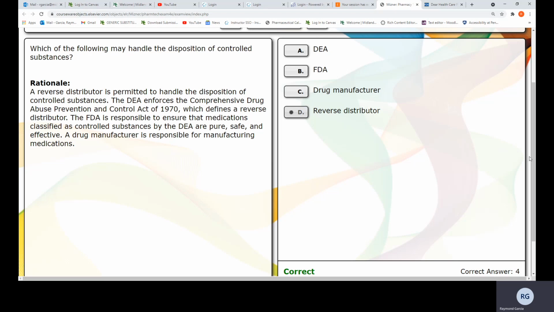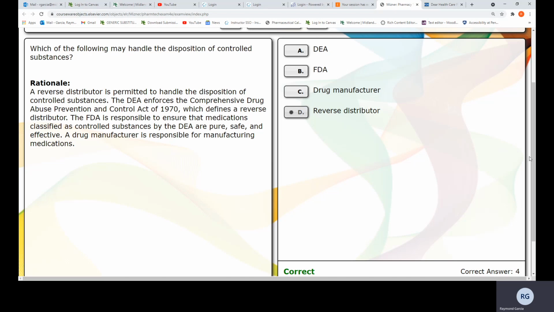The DEA enforces the Comprehensive Drug Abuse Prevention and Control Act of 1970. What's that? Which defines a reverse distributor. Okay, the DEA enforces the Comprehensive Drug Abuse Prevention and Control Act of 1970, which defines a reverse distributor. So they're the ones that set up that reverse distribution.